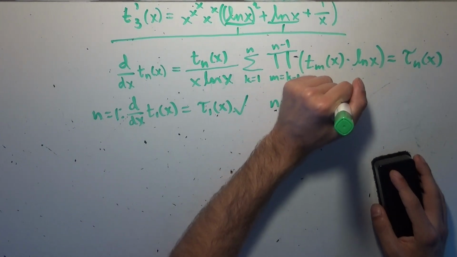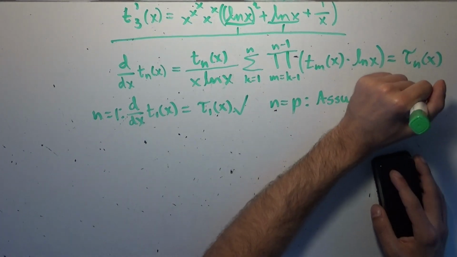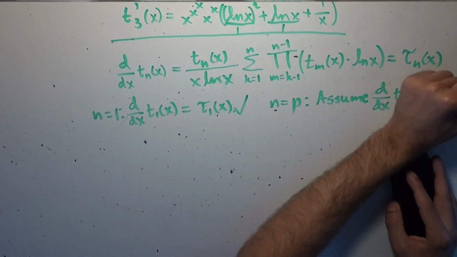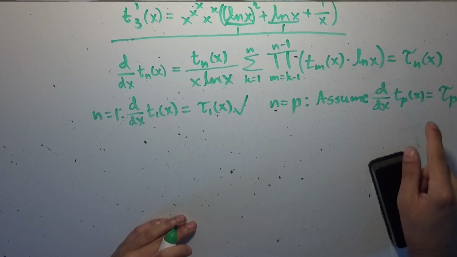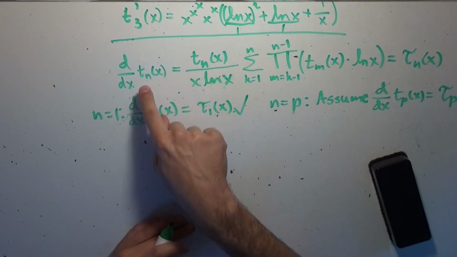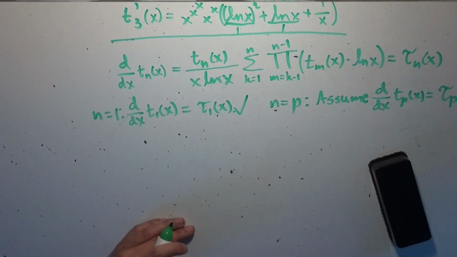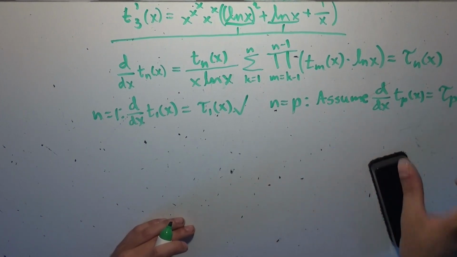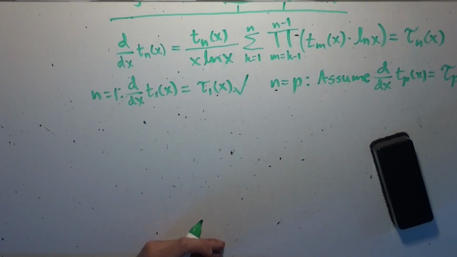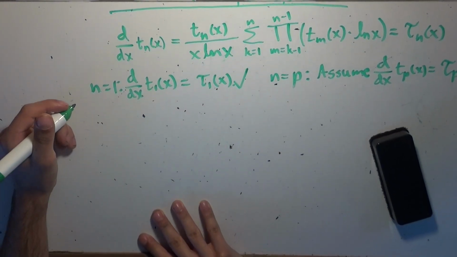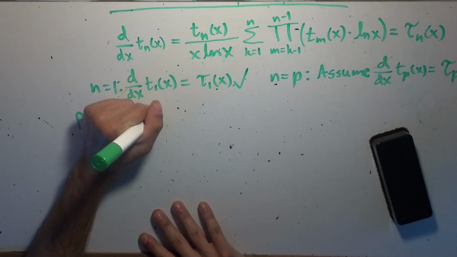So assume that the derivative of the pth tetration of x is in fact equal to this tau function p of x. Tau p of x there. So essentially what we're saying is, if I were to take the derivative of the pth tetration of x, that would be identical to simply plugging in p wherever I see an n into this equation, and I would get the same answer. And now that we're assuming that, we're going to prove that given this fact, the p plus first tetration, the derivative of that function, is in fact tau p plus 1. So let's do that. So now we have to prove n equals p plus 1.